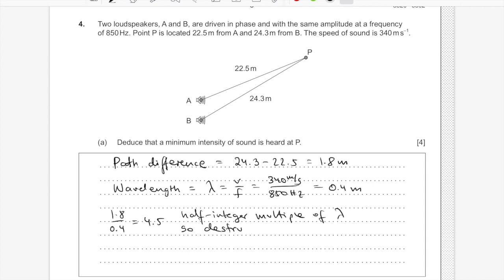Okay, remember if it's a whole multiple of the wavelength you get constructive interference, but a half integer multiple you get destructive interference. A wave crest meets a wave trough and cancels out.